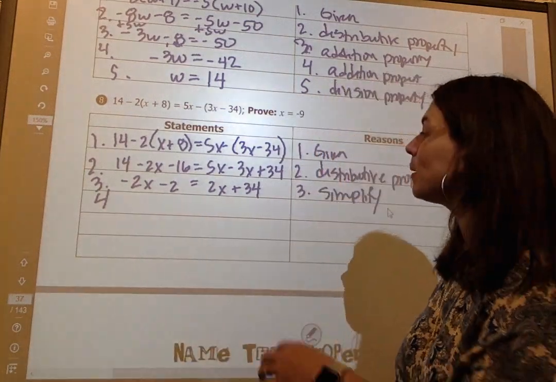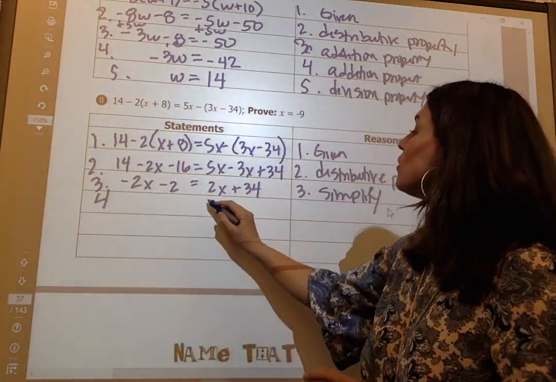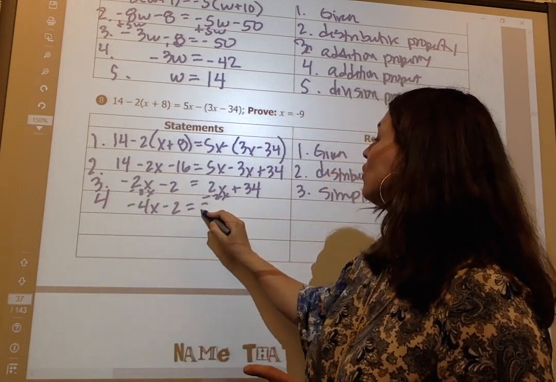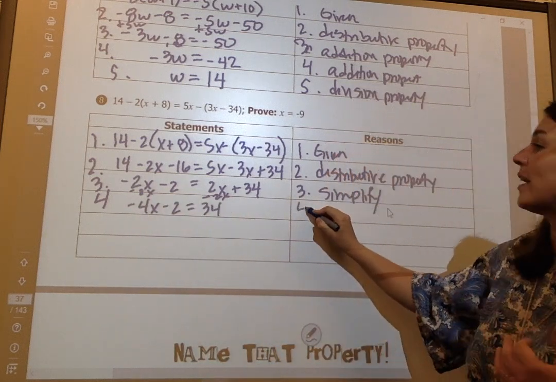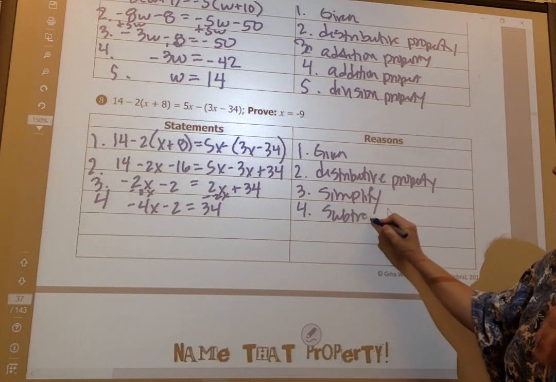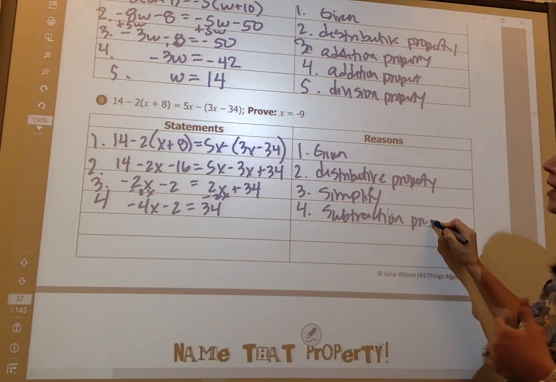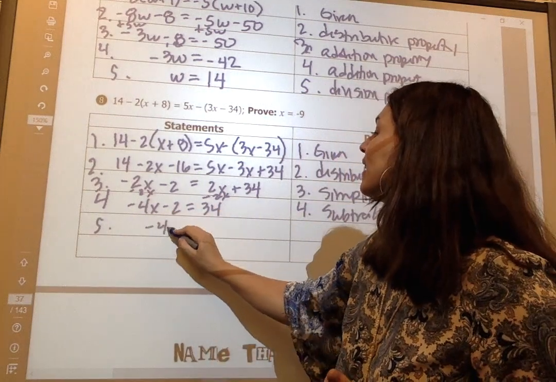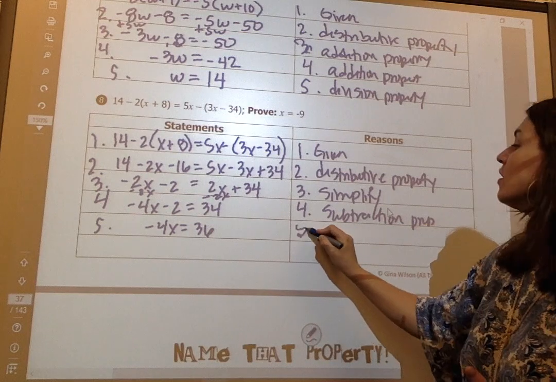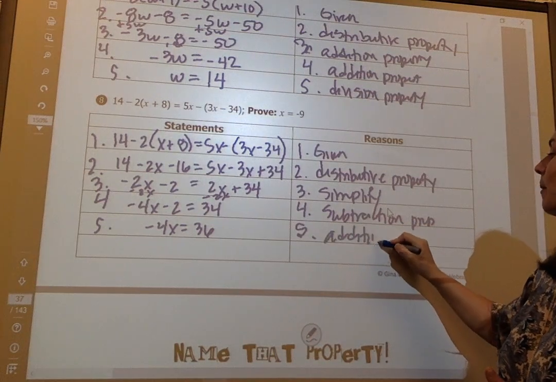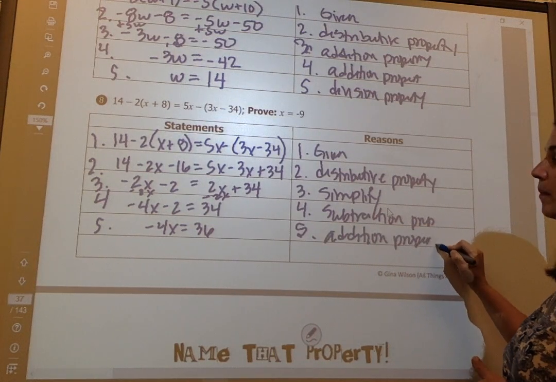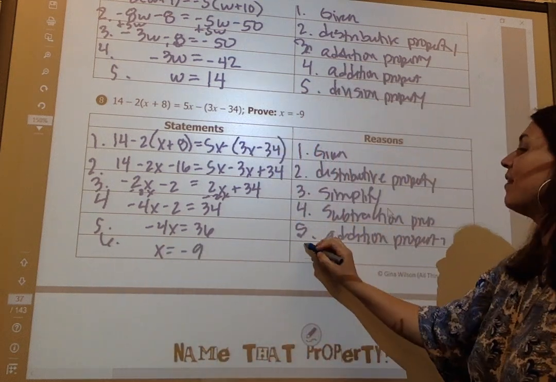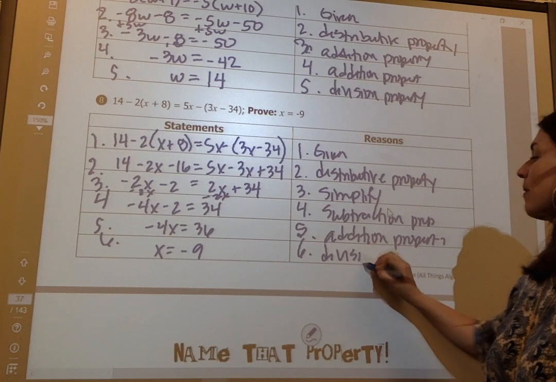Step 4 is I'm going to bring my variable term to the left. So I'm going to subtract both sides by 2x, and I get negative 4x minus 2 equals 34. So that is my subtraction property. Step 5, I'm going to add 2 to both sides, and I get negative 4x equals 36. So that's my addition property. And step 6, I'm going to get x equals negative 9, and that, of course, is my division property.